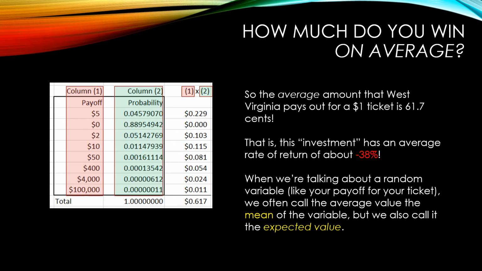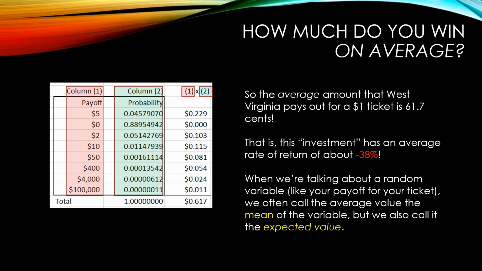I've taken column 1, and multiplied each thing in column 1 by the corresponding entry in column 2. That's why I call this third column here 1 times 2. So $5 times about 4.5% turns out to be 22.9 cents. 0 times anything is 0. $2 times 0.051 is about 0.103. And we've done that all the way down the column, and when we finished, we simply added the results. The result is the average value of that lottery ticket, and it turns out to be 61.7 cents. Which means you pay $1 for a ticket, and on average, West Virginia gives you back 62 cents.